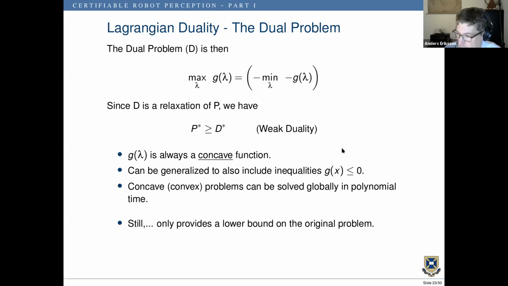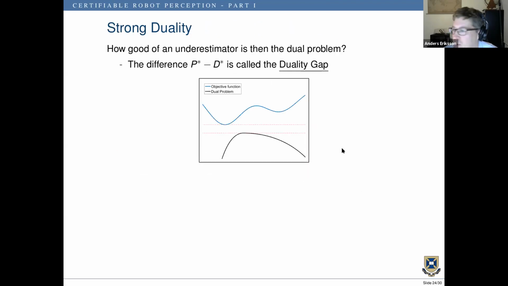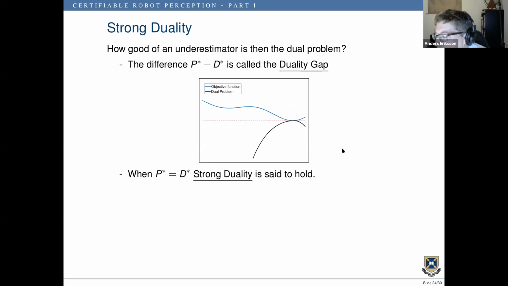Now, this still only provides lower bounds to the original problem. So a natural question then is to ask, how good of an underestimator is the dual problem? The difference between the solution of the primal, p star, and the solution of the dual, d star, is called the duality gap. And it might look something like this. In our problem it did. But sometimes this happens, that p star and d star coincide. So p star is equal to d star, and the duality gap is 0. When that happens, we say that strong duality holds.